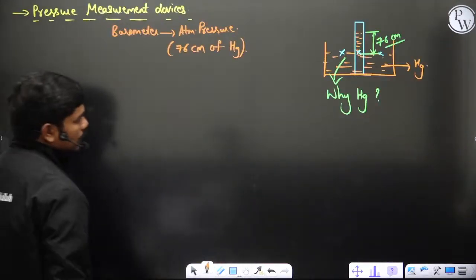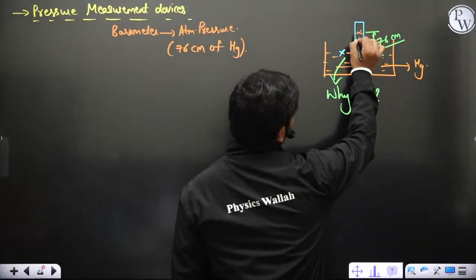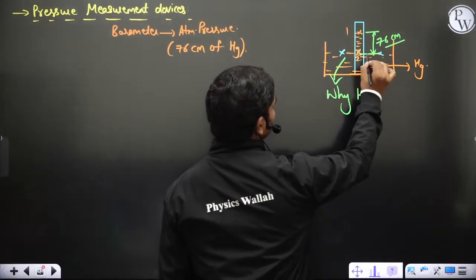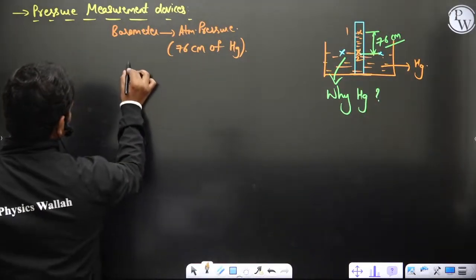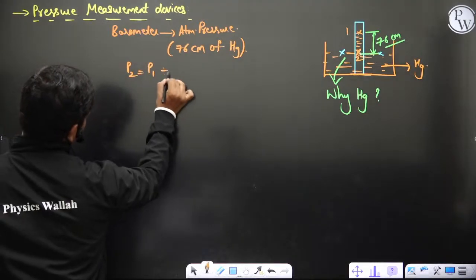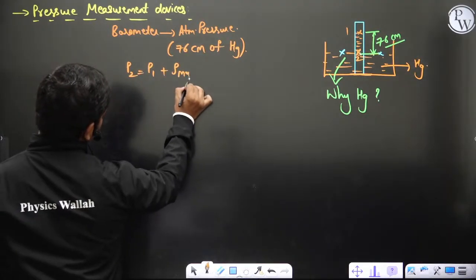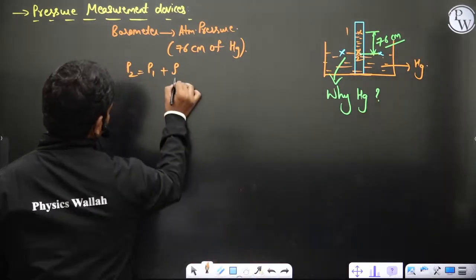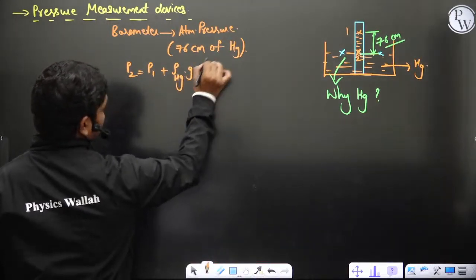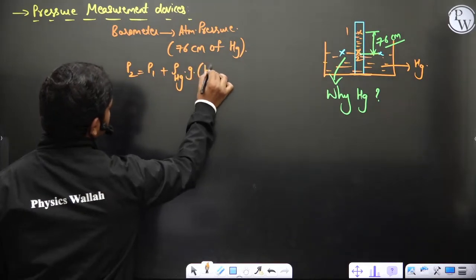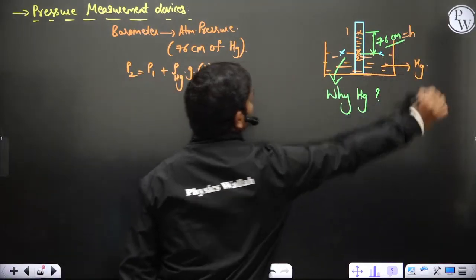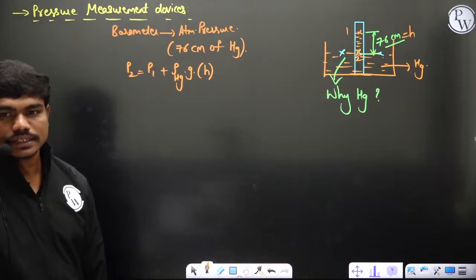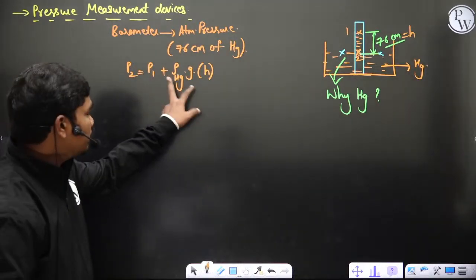Okay, now coming to that, if you take the pressure at this point 1 and also at this point 2, then definitely P2 is equal to P1 plus density of mercury into g into Z, that 76 centimeters, whatever you call it, H for example sometimes. Okay, so this is the equation as per hydrostatic law, correct? The pressure difference between these two is actually because of this.